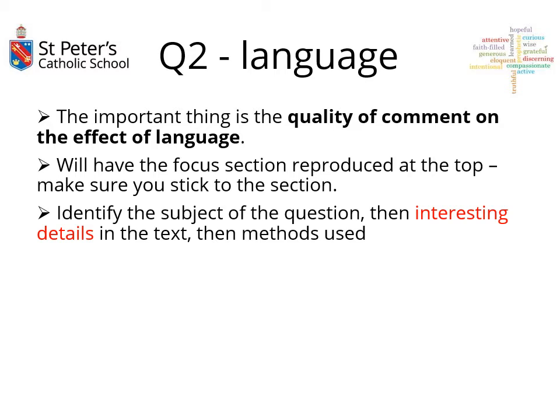Just because there's a metaphor in there, if you can't think of anything intelligent to say about the metaphor, don't write about it. Pick an interesting word and just talk about the interesting effects of that word. It's always more important that you can talk about the effect of it rather than identify it.